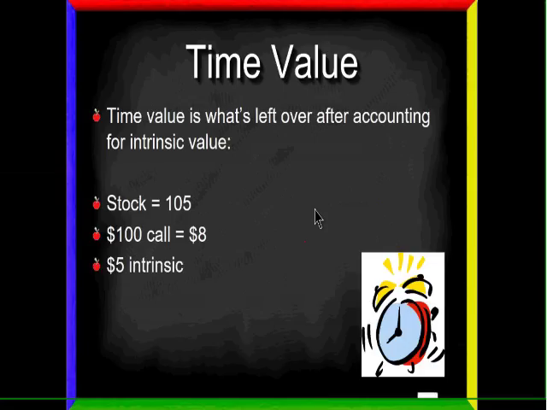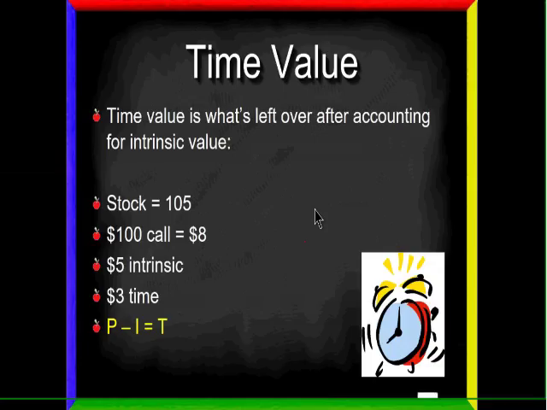What's left over? Well, the option's trading for 8. I can account for 5. That means $3 must be time. So again, a nice little mnemonic is think of the formula PIT. Option formulas or math formulas are the PITs. P minus I equals T. That means the option premium minus the intrinsic gives you the time. So again, in this example, $8 premium minus $5 intrinsic means the option must have $3 of time.